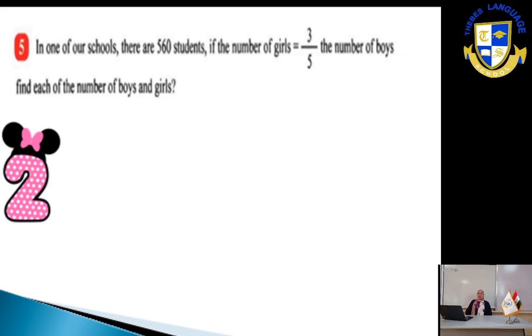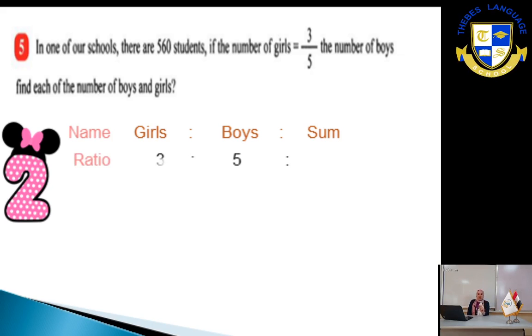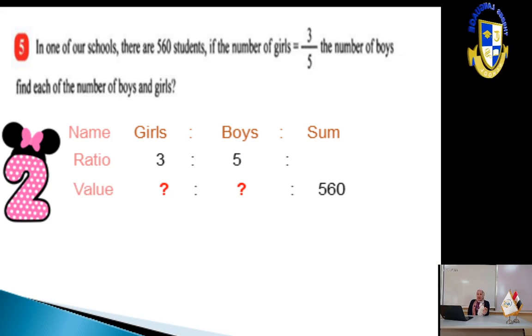Now we will see the other method in our next slide. The second method to solve the same example. Now we will put name, ratio, value. Our first line will be girls, boys, sum. Our second line will be 3:5. We will use the ratio only. Our last line will be 560. Now I have the sum.